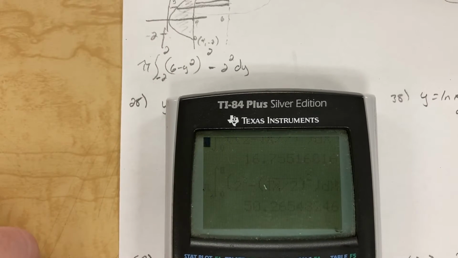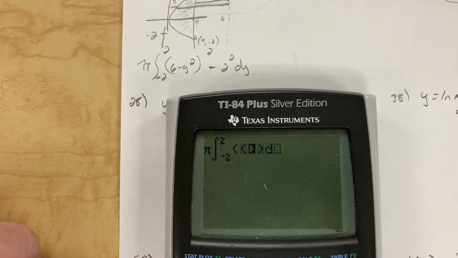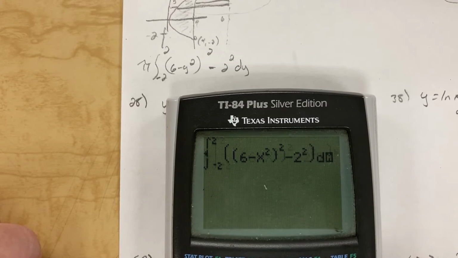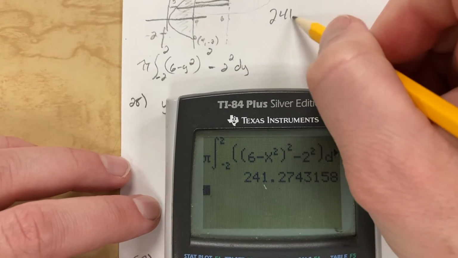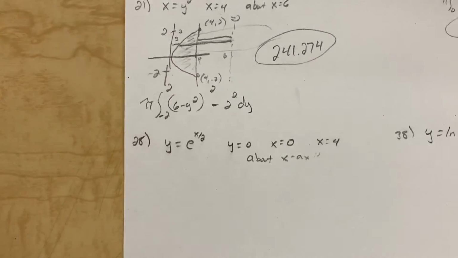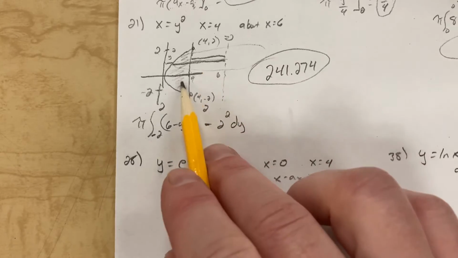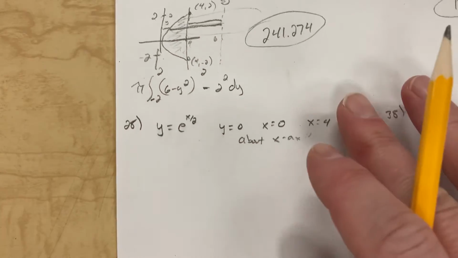So now we take our calculator and go pi, math 9, from negative 2 to 2, and we're going to go parentheses 6 minus x squared in parentheses, squared, minus 2 squared, dy. Well, and we get a value of 241.274. That'd be our answer there. So first off, we had to get a visual on that, which isn't easy, and then set that part up. All right. The rest of these aren't going to be too bad.